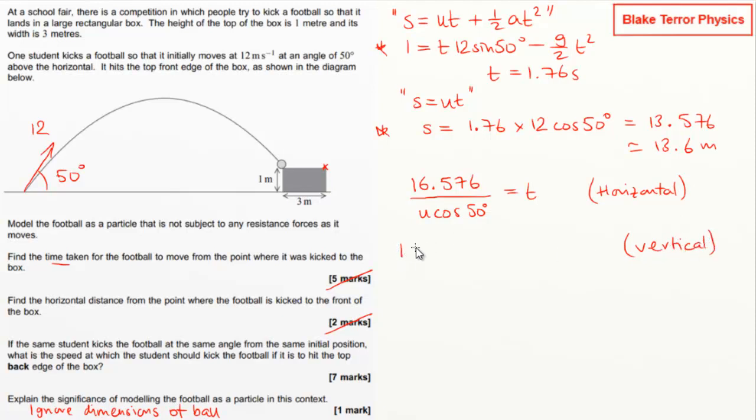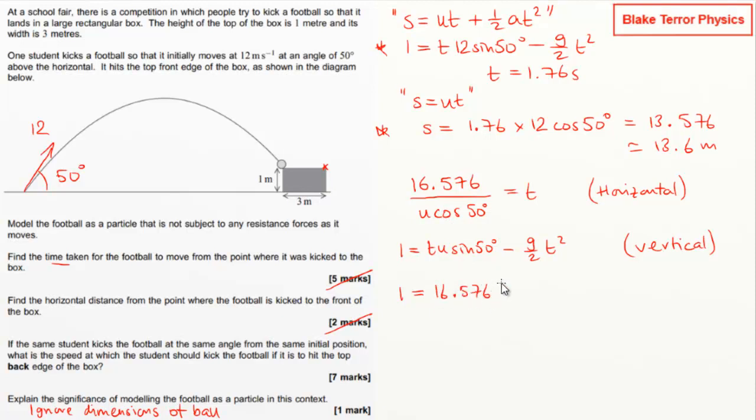We've still got a displacement of 1, and we've got the t, so u t sine of 50 degrees minus g over 2 t squared. That bit hasn't changed. So now we can sub this t from equation 1 into the vertical one. So 1 equals, oh well, those u's are going to cancel, and we get sine over cos.